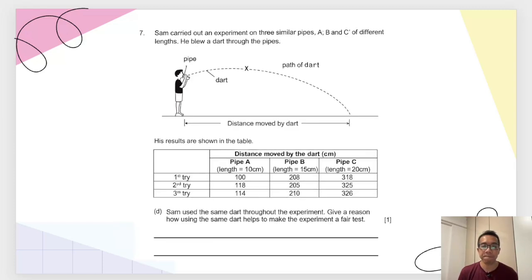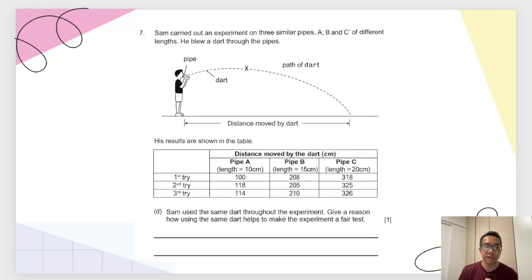Okay. So for the last question, it states that Sam used the same dart throughout the experiment. Give a reason why doing so helps make it a fair test. So this is what we talked about earlier, that a good and fair science test needs to only have one variable, which in this question is the length of the pipes. Everything else needs to stay the same for it to be a fair test. That is why it is a good thing that Sam used the same dart throughout the experiment.